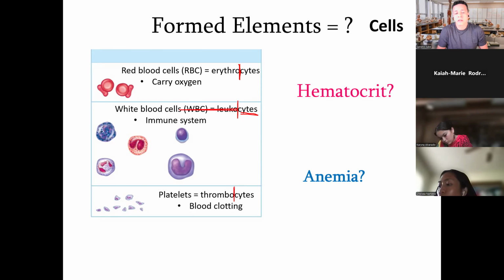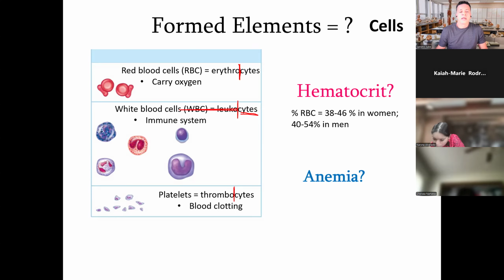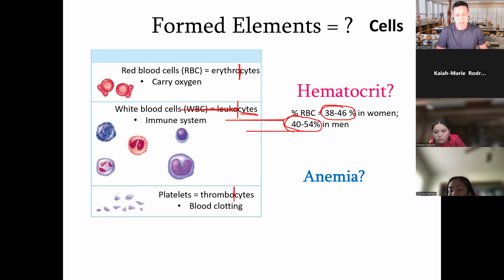One is hematocrit, the other one is anemia. A hematocrit is actually a test that we do with our blood to check for the percentage of red blood cells in our blood. I guarantee you, if you ever had a blood test done, one of the tests they're going to do with your blood is a hematocrit test. Females have a normal range between 38 and 46% of the blood volume being red blood cells. And the males, 40 to 54% of the blood volume is going to be the erythrocytes, the red blood cells.